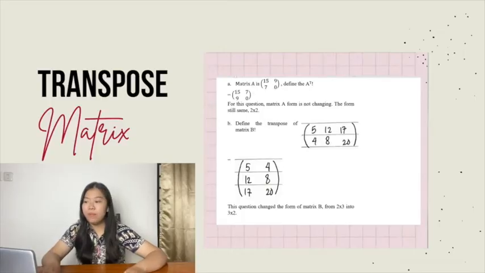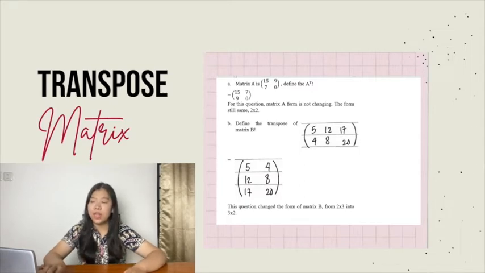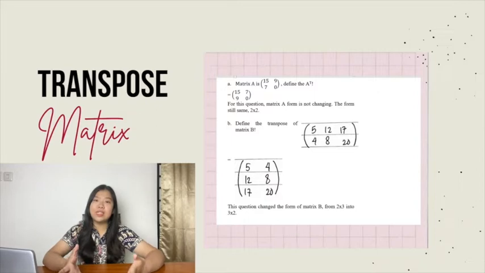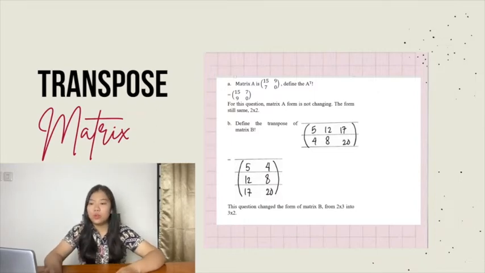For the example, matrix A is matrix 15, 7, and then 9 and 0. Define the A power T. So it's transposed to be matrix 15, 9, 7, and 0. For this question, the form doesn't change. The form is still the same. It is a 2 by 2 matrix.